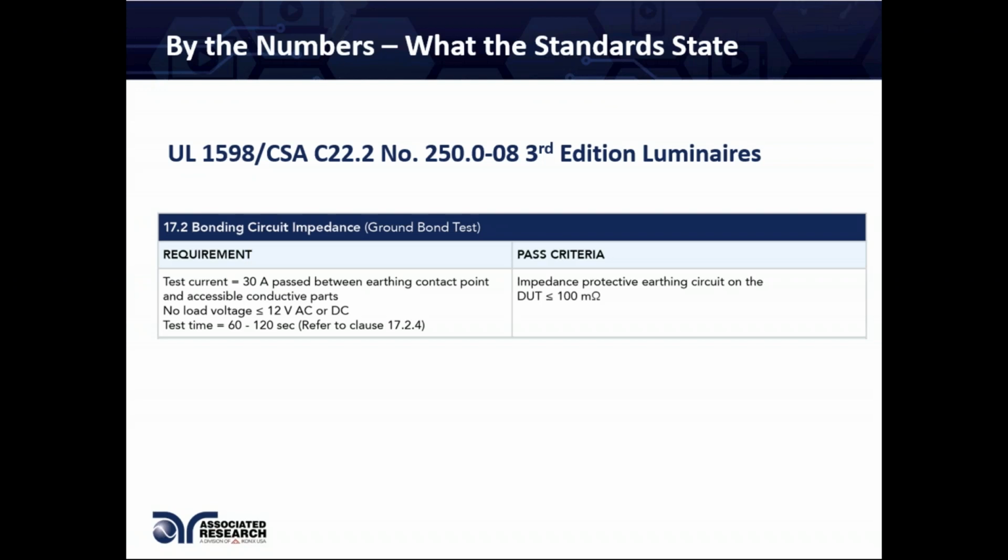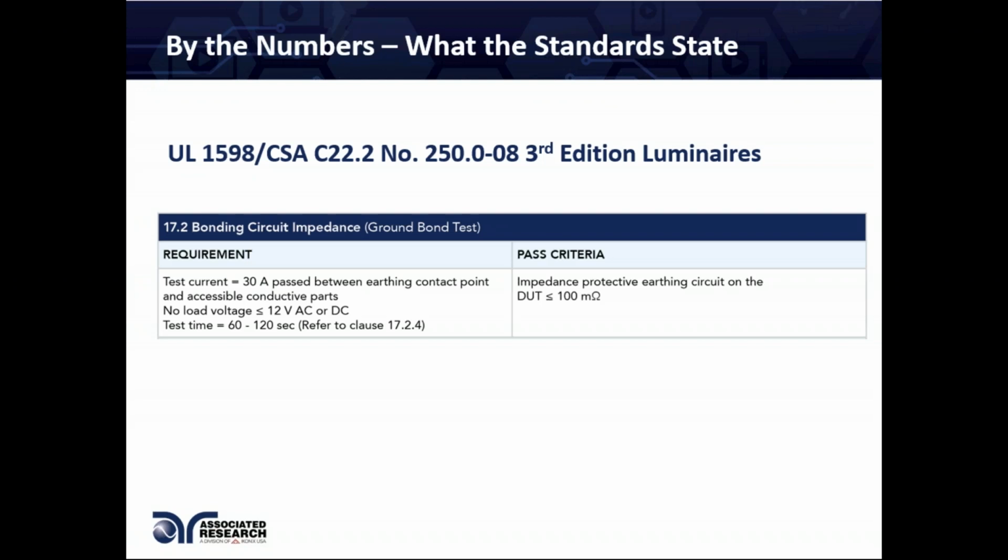And again, that's also a possibility, and there are obviously ground bond testers and switching matrices available that allow you to perform a multi-point ground bond test to make sure all the different accessible conductive parts or points on the product are tested for continuity and ground bond. In this case, the no load voltage is less than or equal to 12 volts AC or DC. And then again, the ground bond test could be either AC or DC. And the test time in this case is given as 60 to 120 seconds.